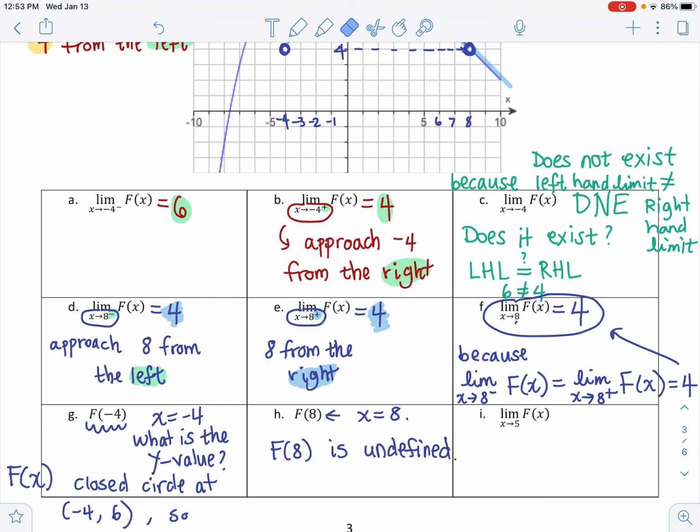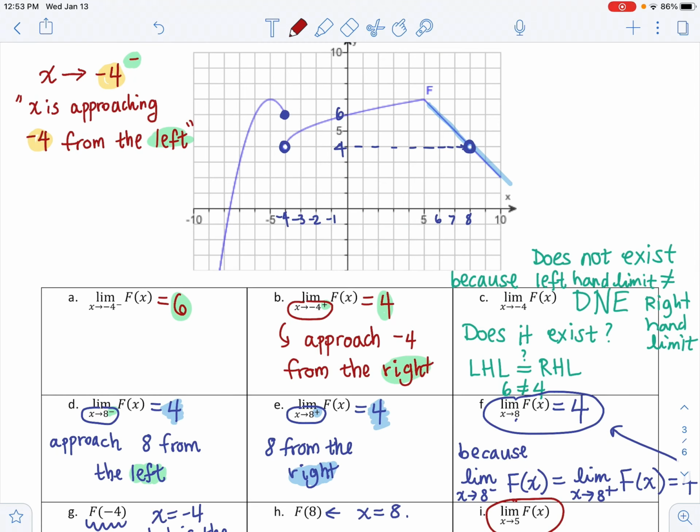They're not even asking for the left-hand limit or the right-hand limit. They just want you to find the general limit. So you have to look at both the left and the right side and see if they are going to the same place. So let's go find that 5. Here is 5 right here. From the left, I am approaching this point. From the right, I am also approaching that point. You see they meet right there.